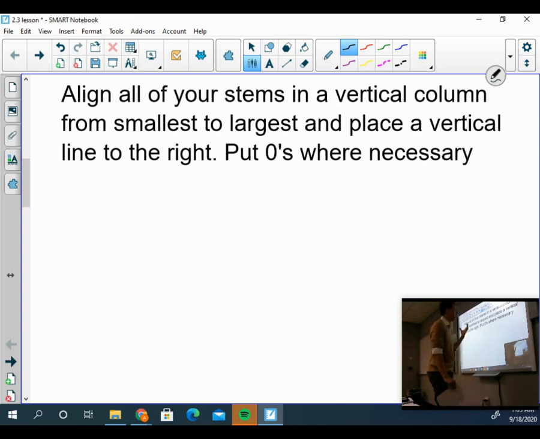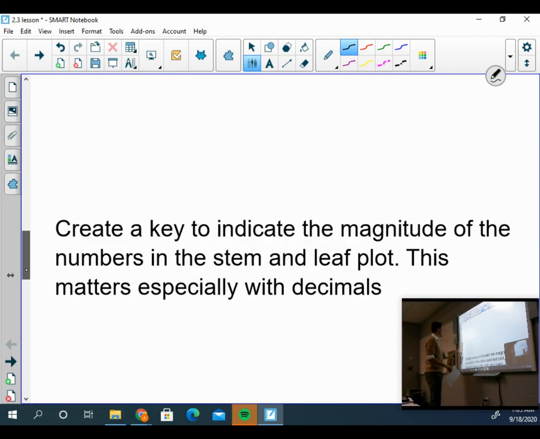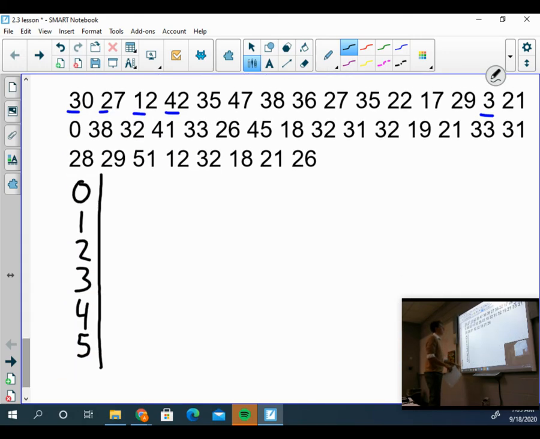This is a big key with stem and leaf plots. We want it to look uniform. We are organizing our data. We want it to look nice. So we will put zeros where necessary. Where do we need to put a 0? Well, my largest piece of data is 2 digits. So we're going to go with a 2-digit stem and leaf plot.